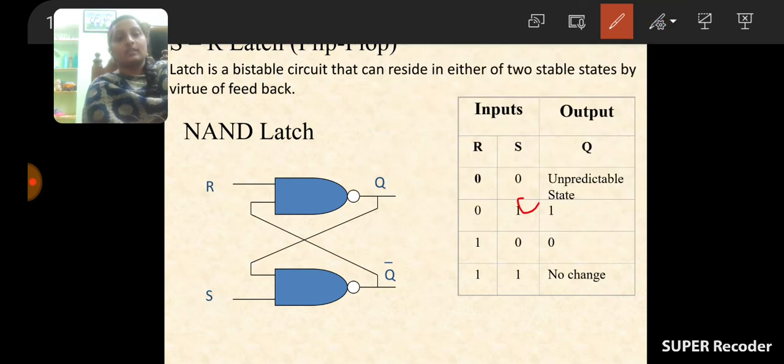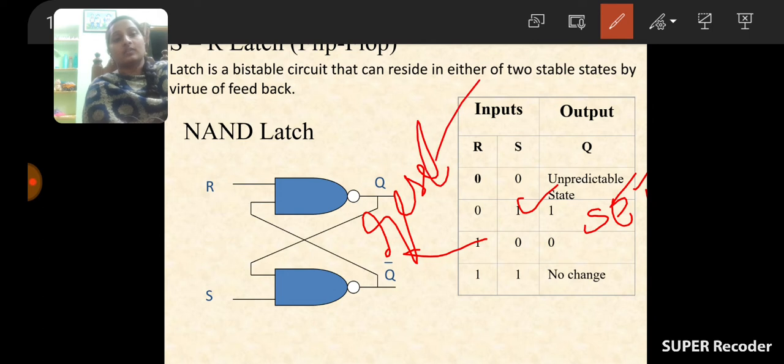Okay. If S is equal to 1, what is the name of the state? Set condition. If R is equal to 1, what is the name of the state? That is called reset.